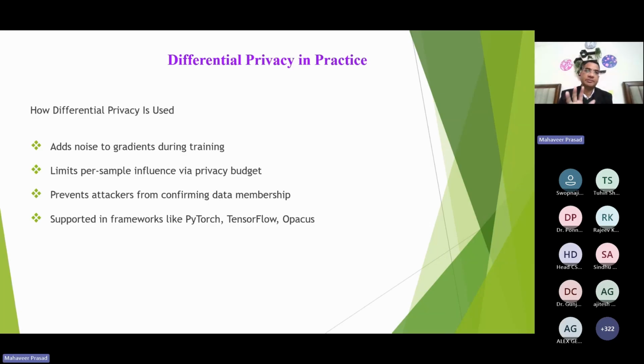Where is differential privacy used and how is it used? It adds noise to gradients during training. It limits per-sample influence by a privacy budget. It prevents attackers from confirming data membership, and it is supported in frameworks like PyTorch and TensorFlow.